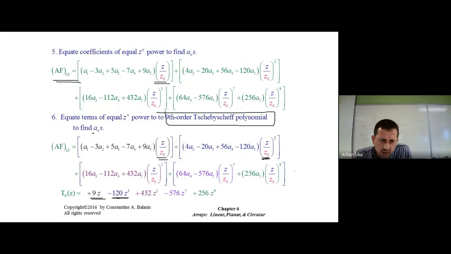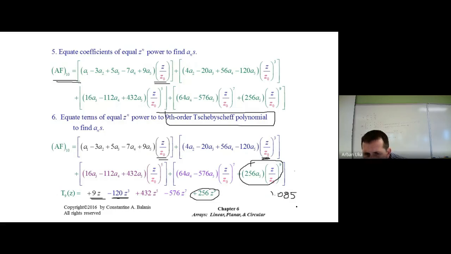256 a5 times z to the power 9. Now, this is going to be equal to this. And this z, in fact, is going to be 1.085.